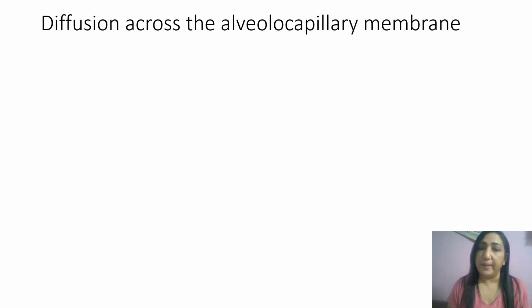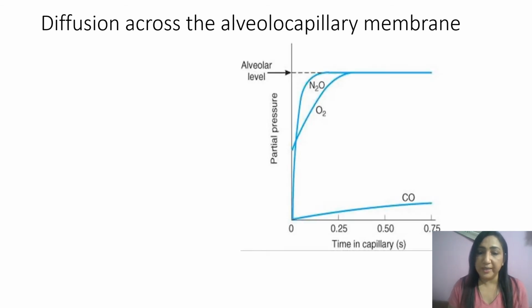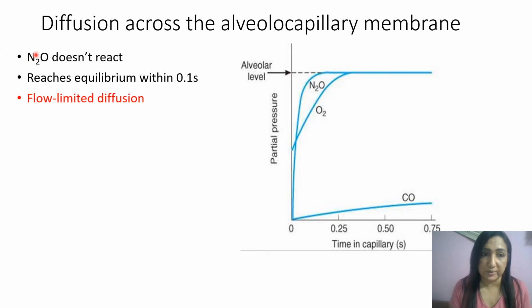Diffusion across the alveolocapillary membrane differs with different gases. First, with this graph, we'll explain this. The x-axis is the transit time of a particular gas in the capillary, and the y-axis is the partial pressure of that gas. First, we will look at nitrous oxide. Nitrous oxide is an anesthetic gas, and because its diffusibility is the highest, within 0.1 second it reaches equilibrium. That's why it is used as an anesthetic gas. And what is the meaning of reaching equilibrium within 0.1 second?